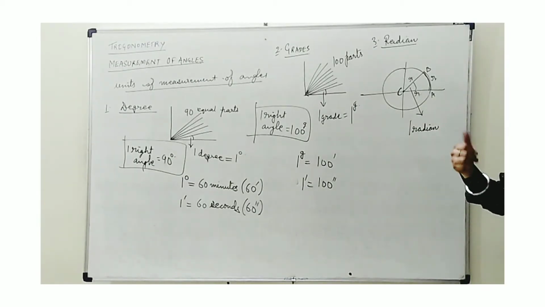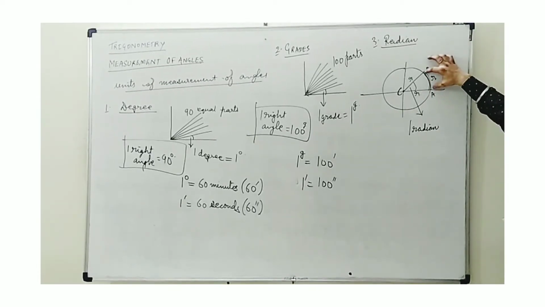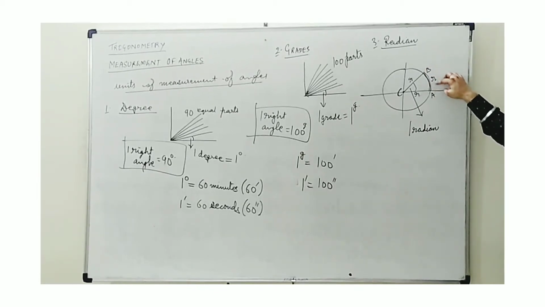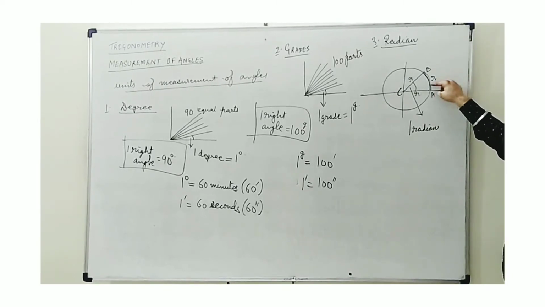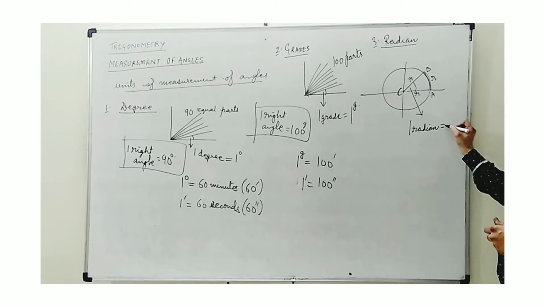I will repeat the definition. As I said, this is about the circular system. In a circle we consider everything. I have marked two positions of the radius of the circle in such a way that the arc subtended by them, its length, is equal to the radius itself. In this situation, the angle between these two radii, this angle at the center, is known as 1 radian. And as it is the circular system, for the symbol we put C. Okay, so this is known as 1 radian.